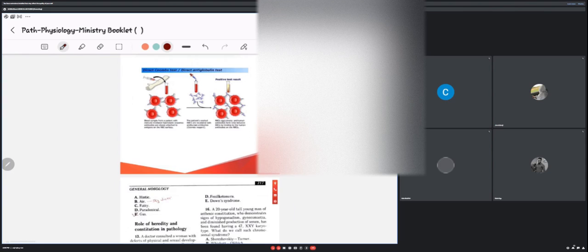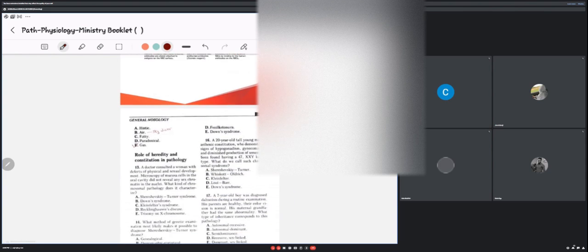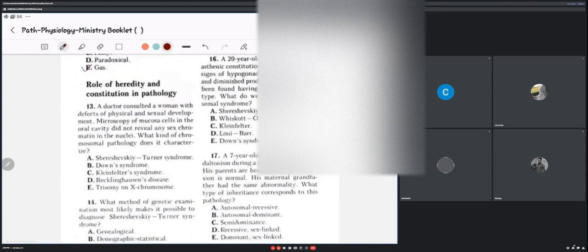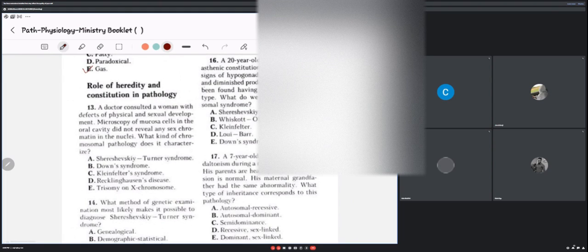The first question should be 13 here. A doctor consulted a woman with defects of physical and sexual development. Microscopy of mucosal cells in the oral cavity did not reveal any sex chromatin in the nuclei. First of all, the patient is a woman. What kind of chromosomal pathology is it? What diseases are peculiar to women here?